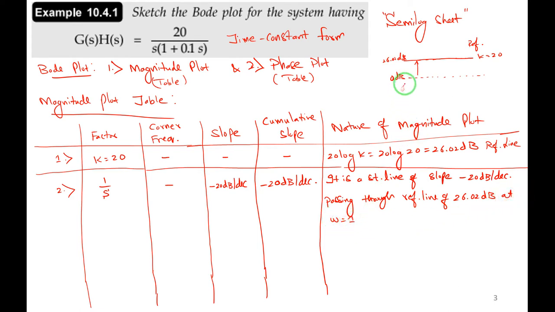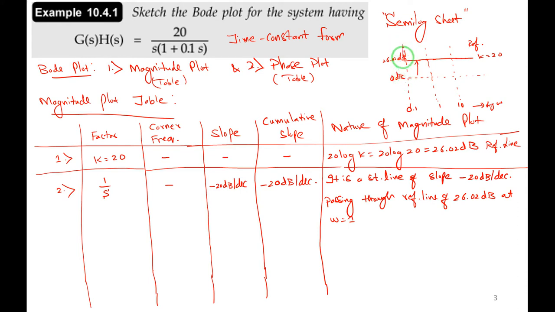Okay, here let me take, roughly I am drawing, this is not to the scale. So omega equal to 0.1, omega equal to 1, next 10, this is log omega. Roughly I am drawing 0.1, 1, 10, 100, it continues. So what it is telling, it is a straight line of slope minus 20 dB per decade passing through a reference line of 26 dB at omega equal to 1. Omega equal to 1 is here. So it has to come here. Minus 20 means it should be plus 20 here. Sorry, here 26 dB.